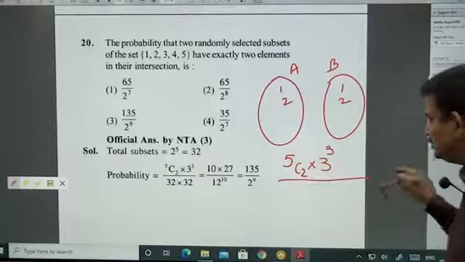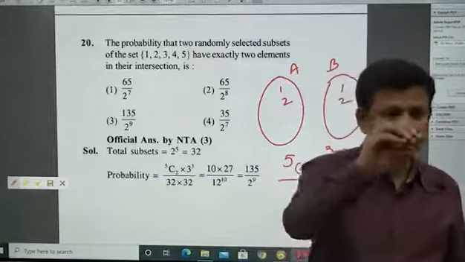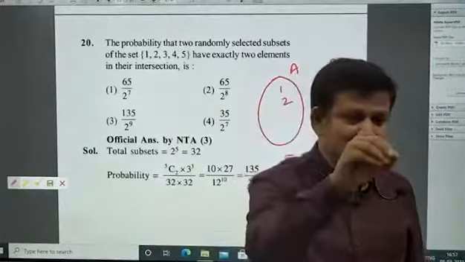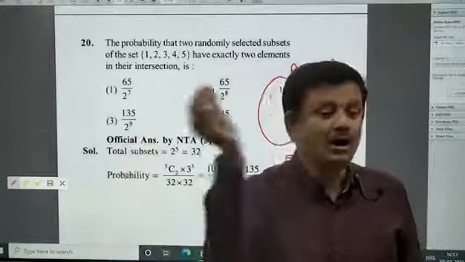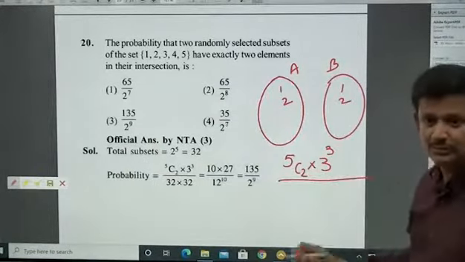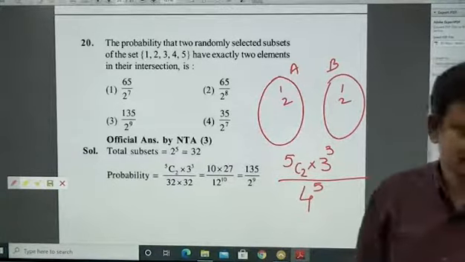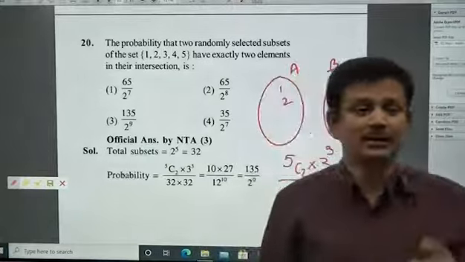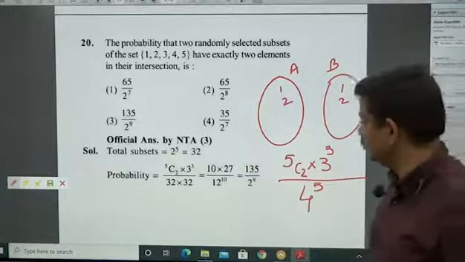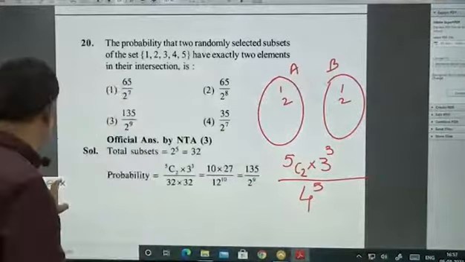Otherwise, how many ways can you form 2 sets? Every element you can either put in A not in B, in B not in A, or in both of them, or ignore in both of them. How many ways can you deal? 4 ways. So 4 power 5 is the denominator. Numerator is 5C2 into 3 cube. So whatever you get, simplify, that will be your answer. Understood or not?